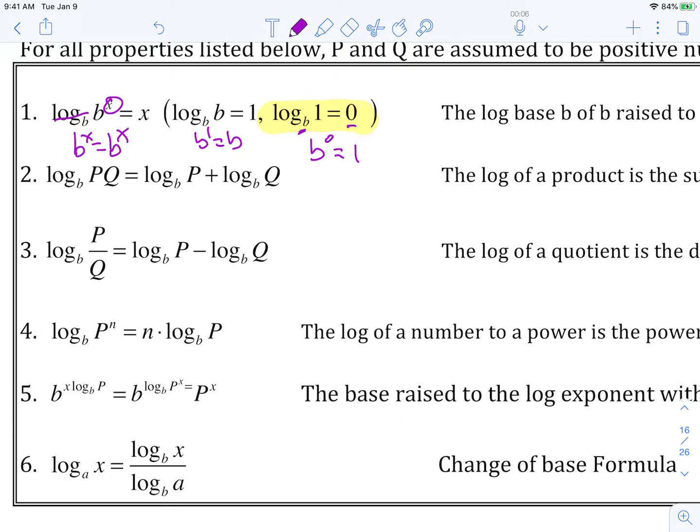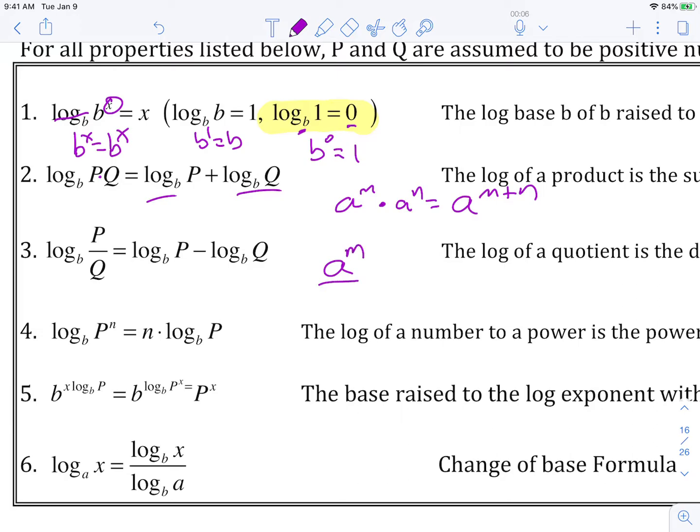Here's another one, and again, this is very similar to the exponent rules. If you remember, if I have a to the m times a to the n, it's the same thing as a to the m plus n. Well, that's all this is saying here. If I have log base b of p times q, that's log base b of p plus log base b of q.